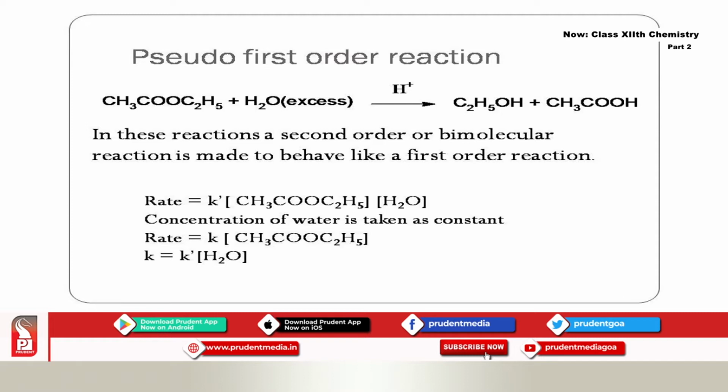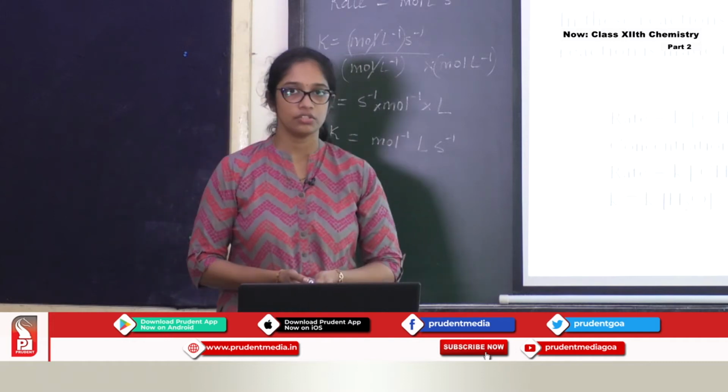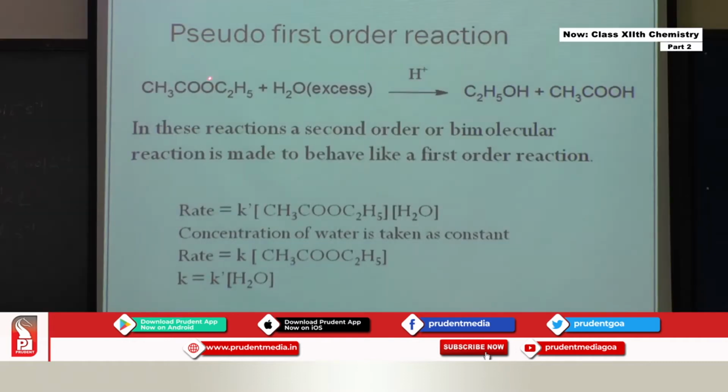Now, these reactions appear to follow second order kinetics, but actually follow the first order kinetics. Now, why do we say so? Suppose I have a reaction here of ethyl acetate reacting with water. As I have mentioned, it is in excess, giving ethanol and ethanoic acid. Now, in this expression, if no other information was given to you, you would write down the rate law expression as rate is equal to K dash, I have just written K dash as the rate constant, into concentration of ethyl acetate into concentration of water.